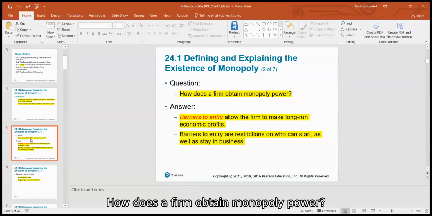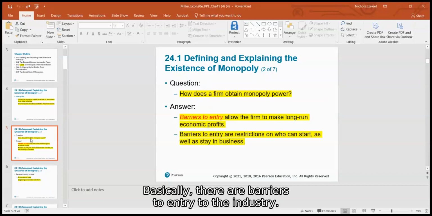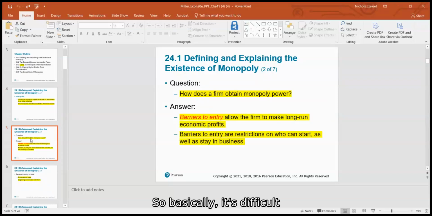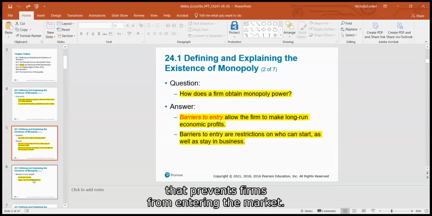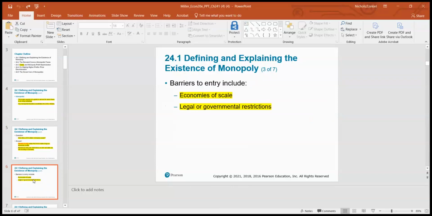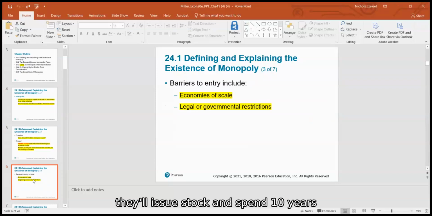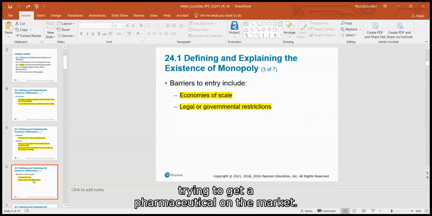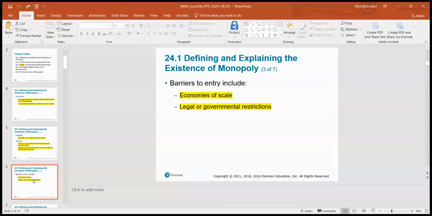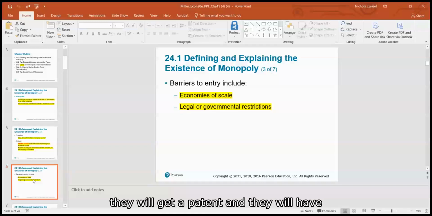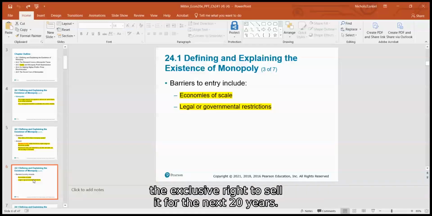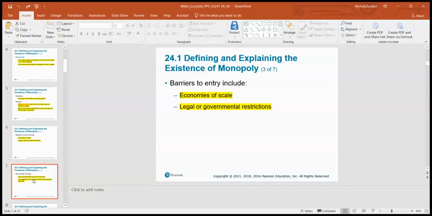How does a firm obtain monopoly power? Basically, there are barriers to entry to the industry. So basically, it's difficult and has a very large startup cost, or there's some kind of legal restriction that prevents firms from entering the market. There could be economies of scale or legal or governmental restrictions. We see this particularly in the pharmaceutical industry, where a company will spend 10 years, they'll issue stock and spend 10 years trying to get a pharmaceutical on the market. And then if it's approved by the FDA, they will get a patent, and they will have the exclusive right to sell it for the next 20 years.